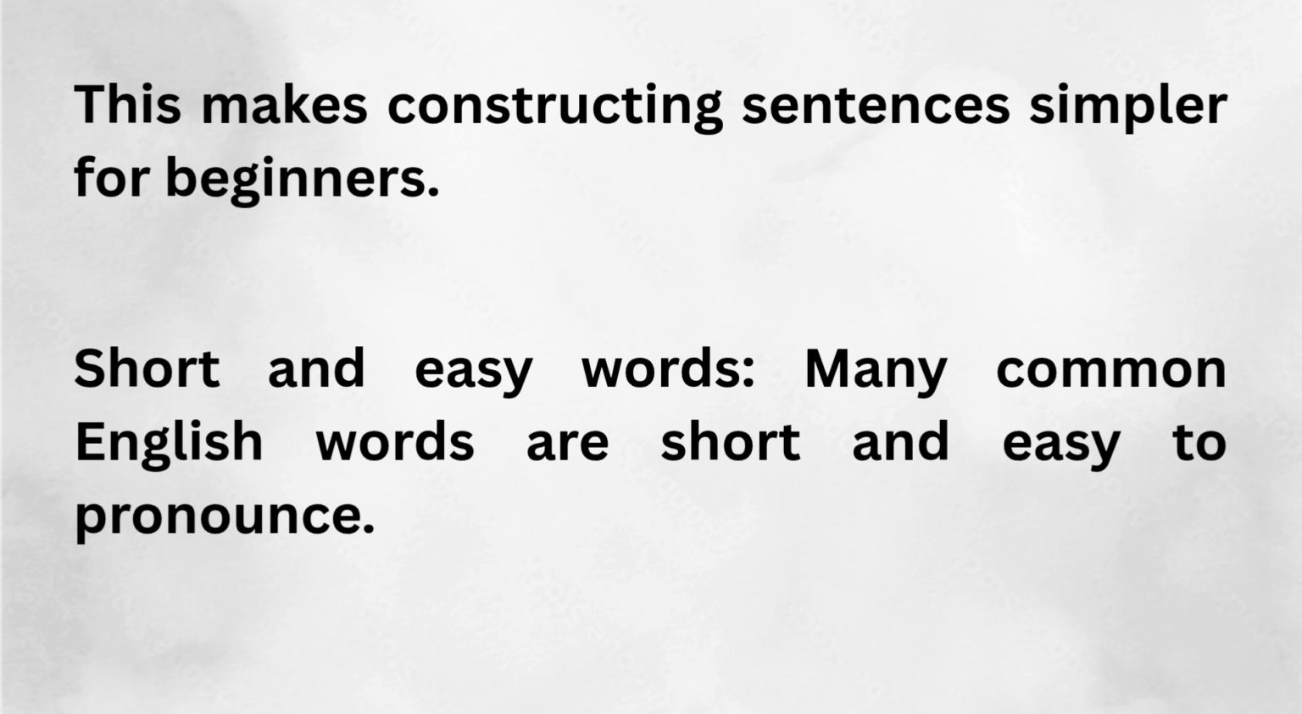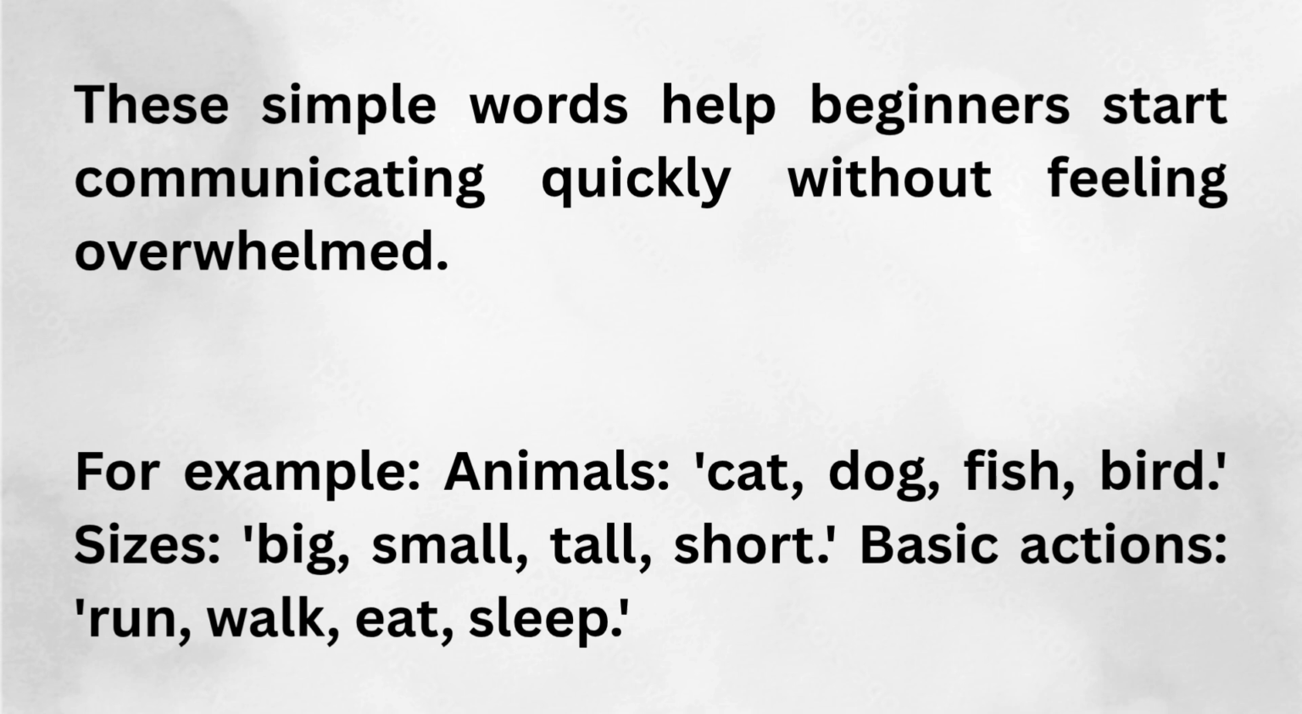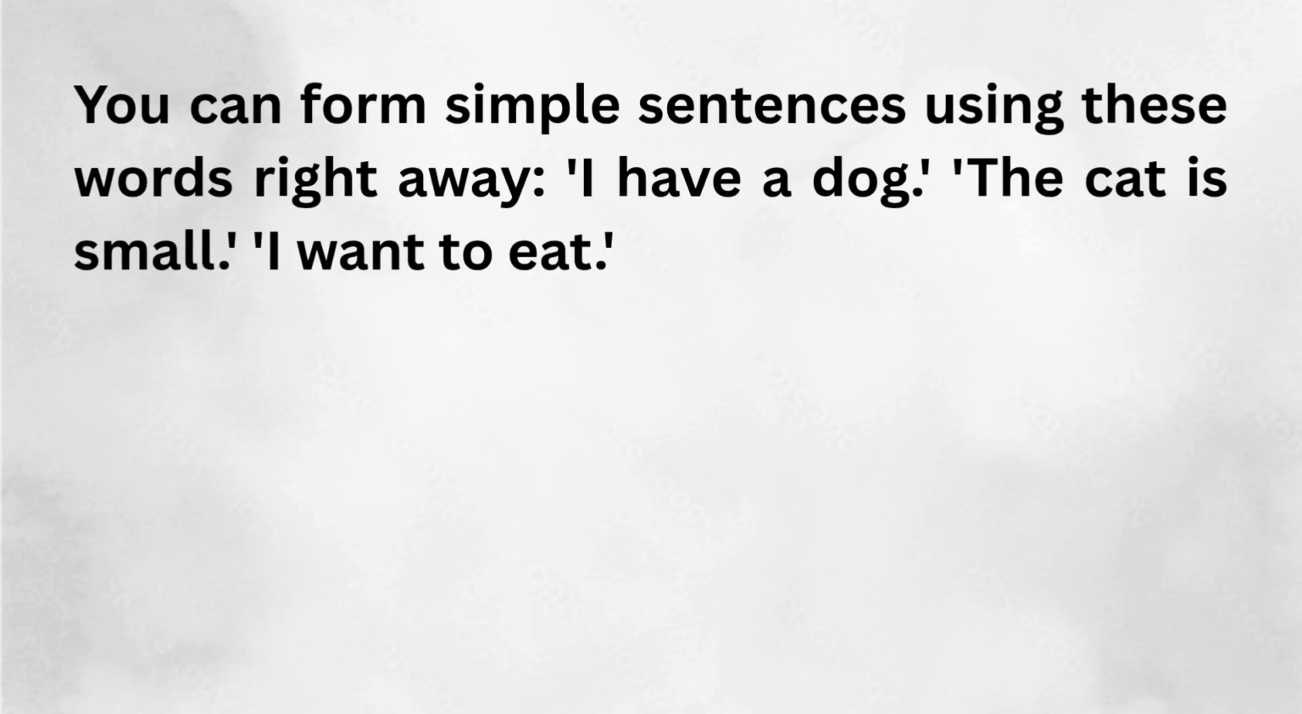Short and easy words. Many common English words are short and easy to pronounce. These simple words help beginners start communicating quickly without feeling overwhelmed. For example, animals: cat, dog, fish, bird. Sizes: big, small, tall, short. Basic actions: run, walk, eat, sleep. You can form simple sentences using these words right away. I have a dog. The cat is small. I want to eat.